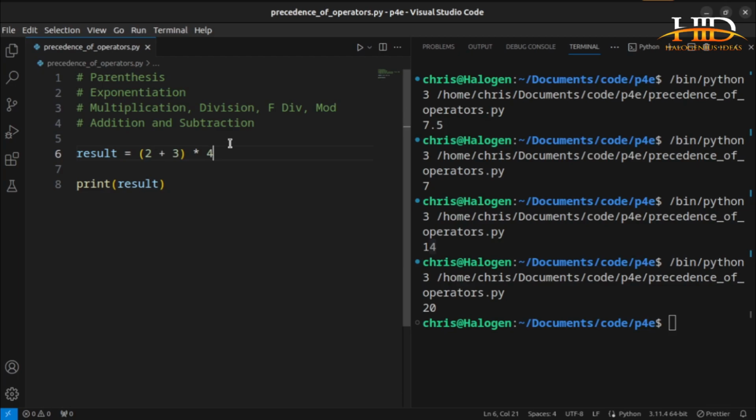Understanding the precedence of arithmetic operators is very essential for writing correct and predictable expressions in Python, as it helps ensure that mathematical operations are performed in the intended order.